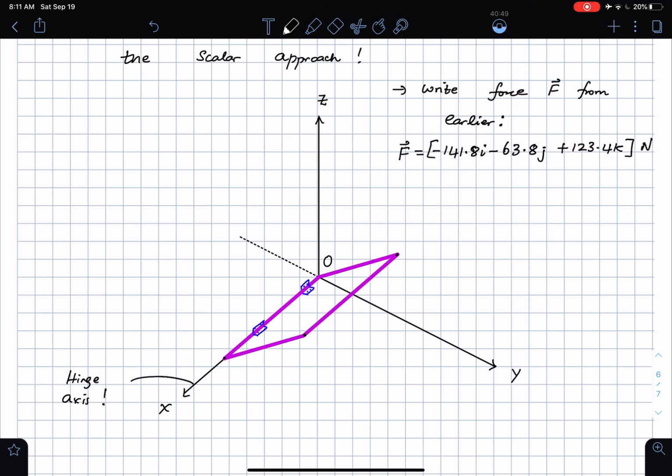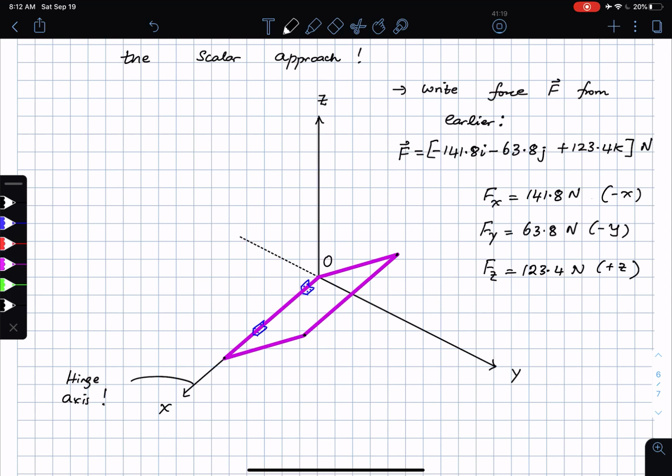Okay, which essentially tells me that Fx, the x component of this force, is 141.8 newtons along the negative x direction. Fy was 63.8 newtons, not Newton meters, I apologize. Okay, this is going to be along the negative y, and then Fz was 123.4 newtons along the positive z. So I'm going to draw each of these components.